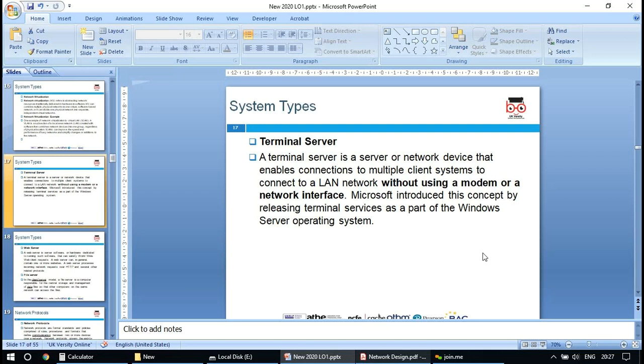And what used to happen in the terminal server is that the users were given the screens and the keyboards, and they didn't have much computing power or CPU. They used to rely on the main server.